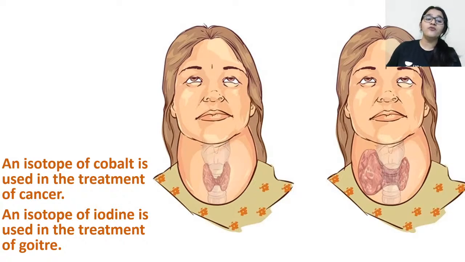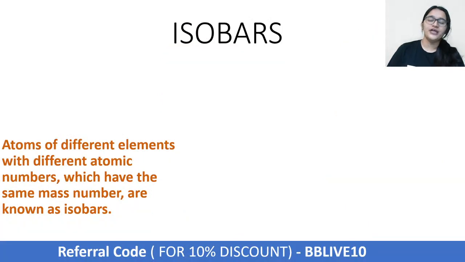Similarly, an isotope of cobalt is used in the treatment of cancer. An isotope of iodine is used in the treatment of goiter. What is goiter? Basically, a condition wherein the thyroid gland is affected, either because the concentration of iodine is too high or too low. These are the uses of isotopes. Clear?